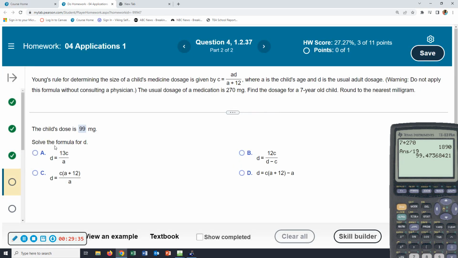And next it says, solve the formula for D. So let me write this down, and we're going to try to get the D by itself. C equals AD divided by A plus 12. We're solving for D. So that means get the D by itself. Okay.